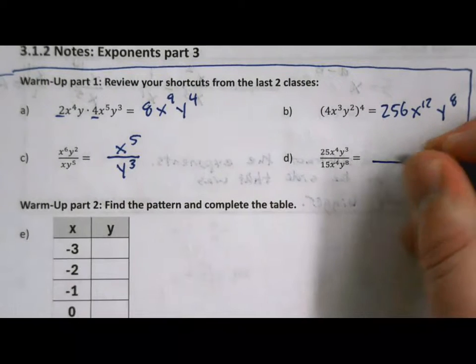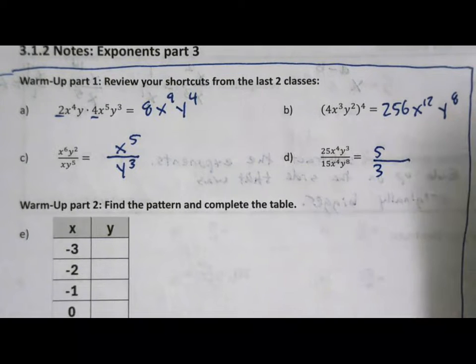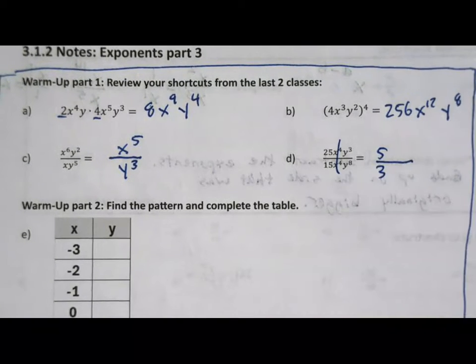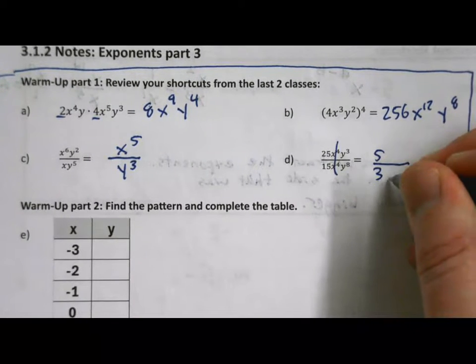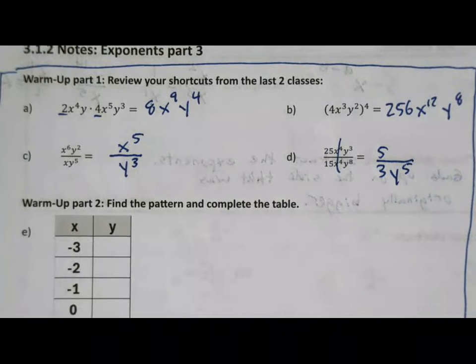In part D, I hope you reduced 25 over 15, so that was 5 over 3. Ooh, this was interesting. All of the x's canceled here. There's no x's in my final answer. There would be 5 leftover y's on the bottom. So if you missed any of those, just get my help later on. I can help you get that back.